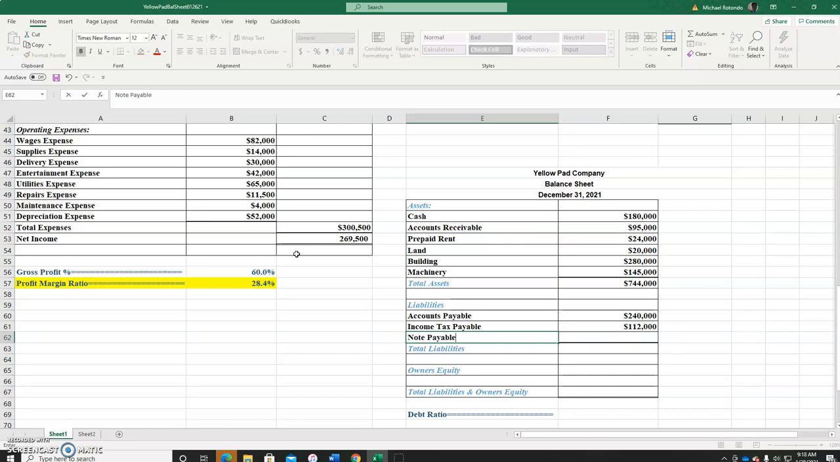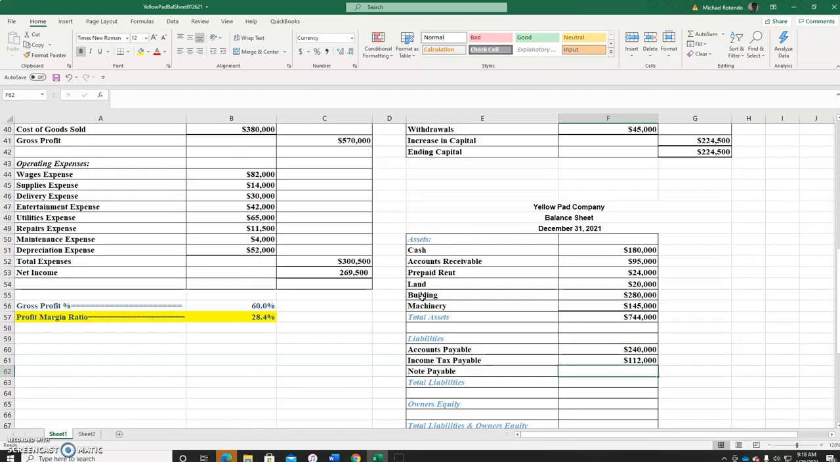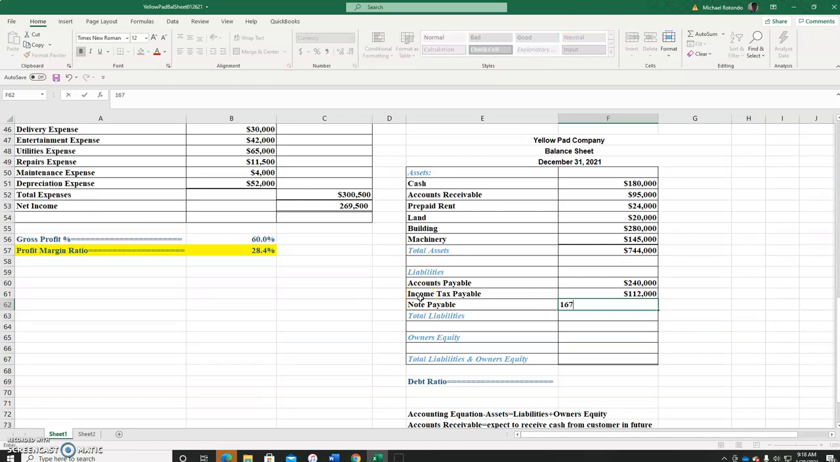Okay, the difference between a note and an accounts payable is a note is something you'd have to sign, probably at the bank, and would have an interest rate, it would have a term, you'd probably have to make regular interest payments. It depends on the terms of the note. But it's usually a formal thing, where an accounts payable is less so. And that note was $167,500.